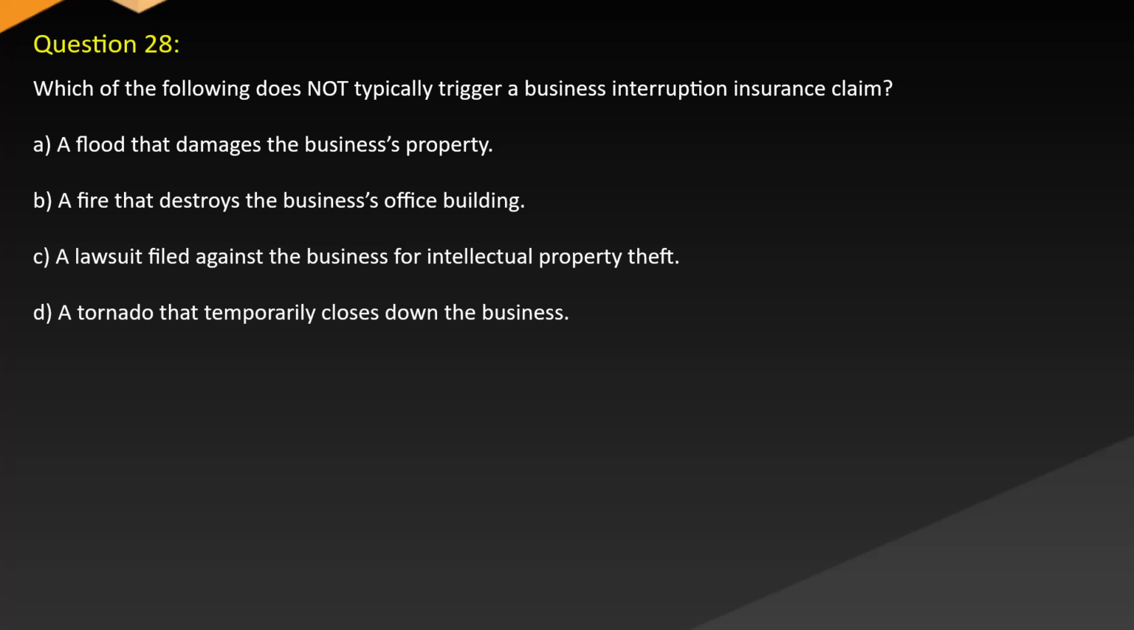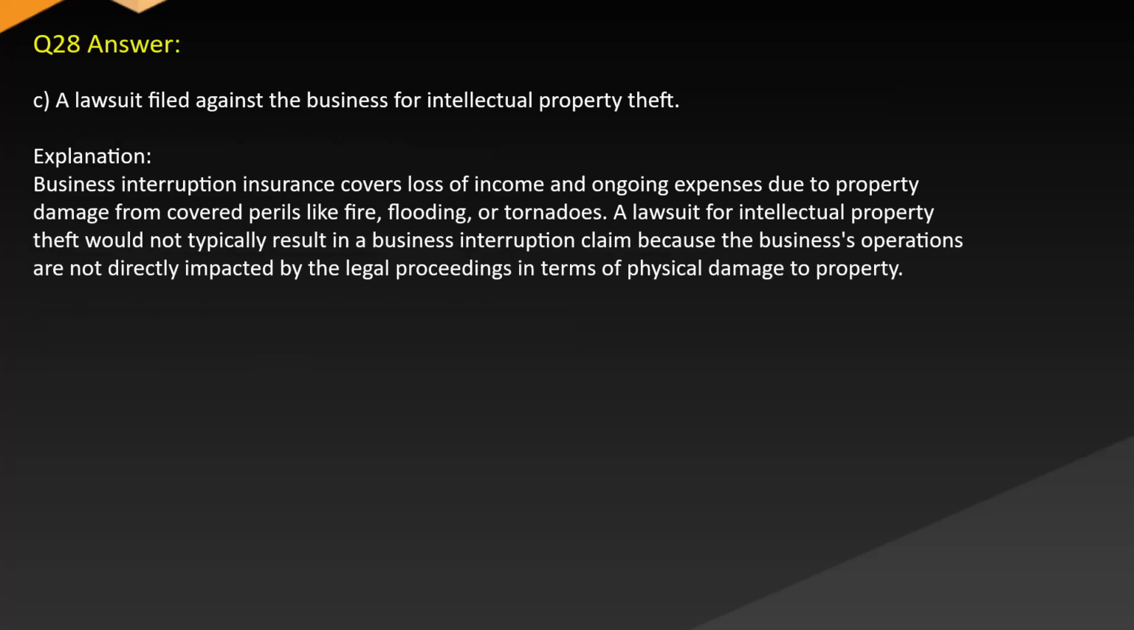Question 28. Which of the following does NOT typically trigger a business interruption insurance claim? A. A flood that damages the business's property. B. A fire that destroys the business's office building. C. A lawsuit filed against the business for intellectual property theft. D. A tornado that temporarily closes down the business. Answer: C. A lawsuit filed against the business for intellectual property theft.